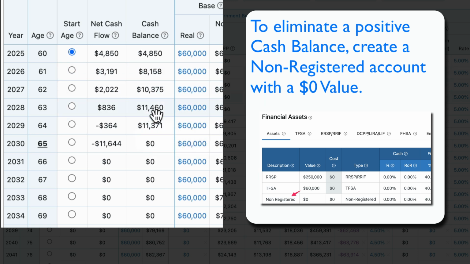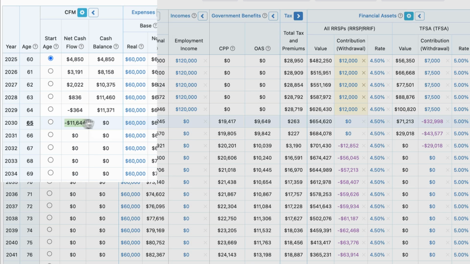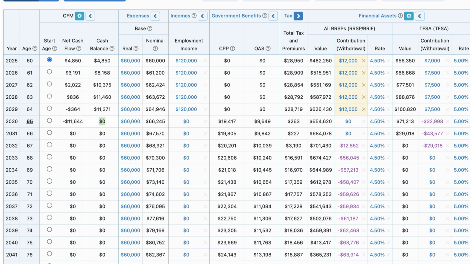to $11,460 in the year 2028. In the next year, Sarah will need to start withdrawing money from this cash balance to support her lifestyle. At this point, the cash balance begins to deplete by that amount in the net cash flow column, $364, until it's fully depleted. This is not a true shortfall because Sarah still has money in her assets, so it's not highlighted in pink.